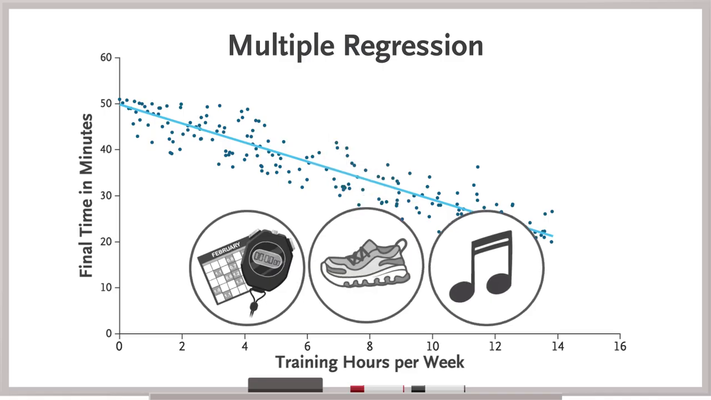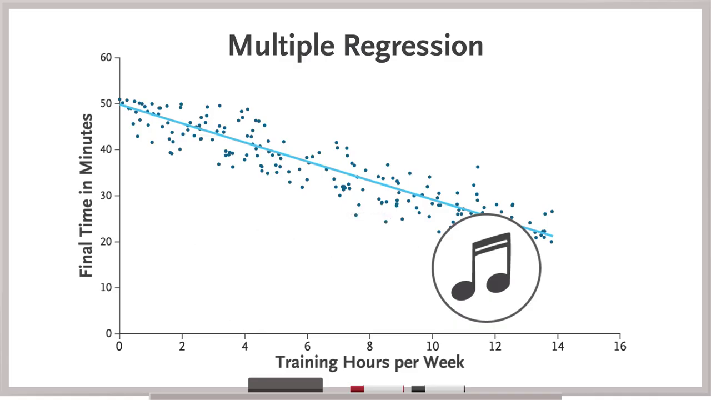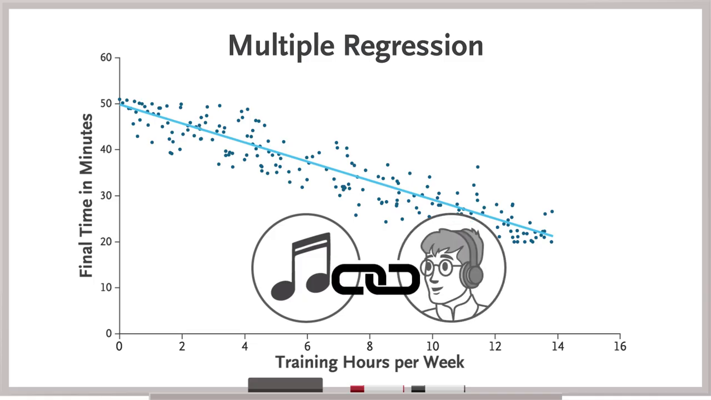Also, when you have multiple predictor variables, it is important to understand how correlated the predictors are, as their inclusion or exclusion could change the importance of other predictors. For example, here you have a variable indicating whether or not a runner listens to music. You should, of course, not also include a separate variable indicating whether or not a runner is using headphones.